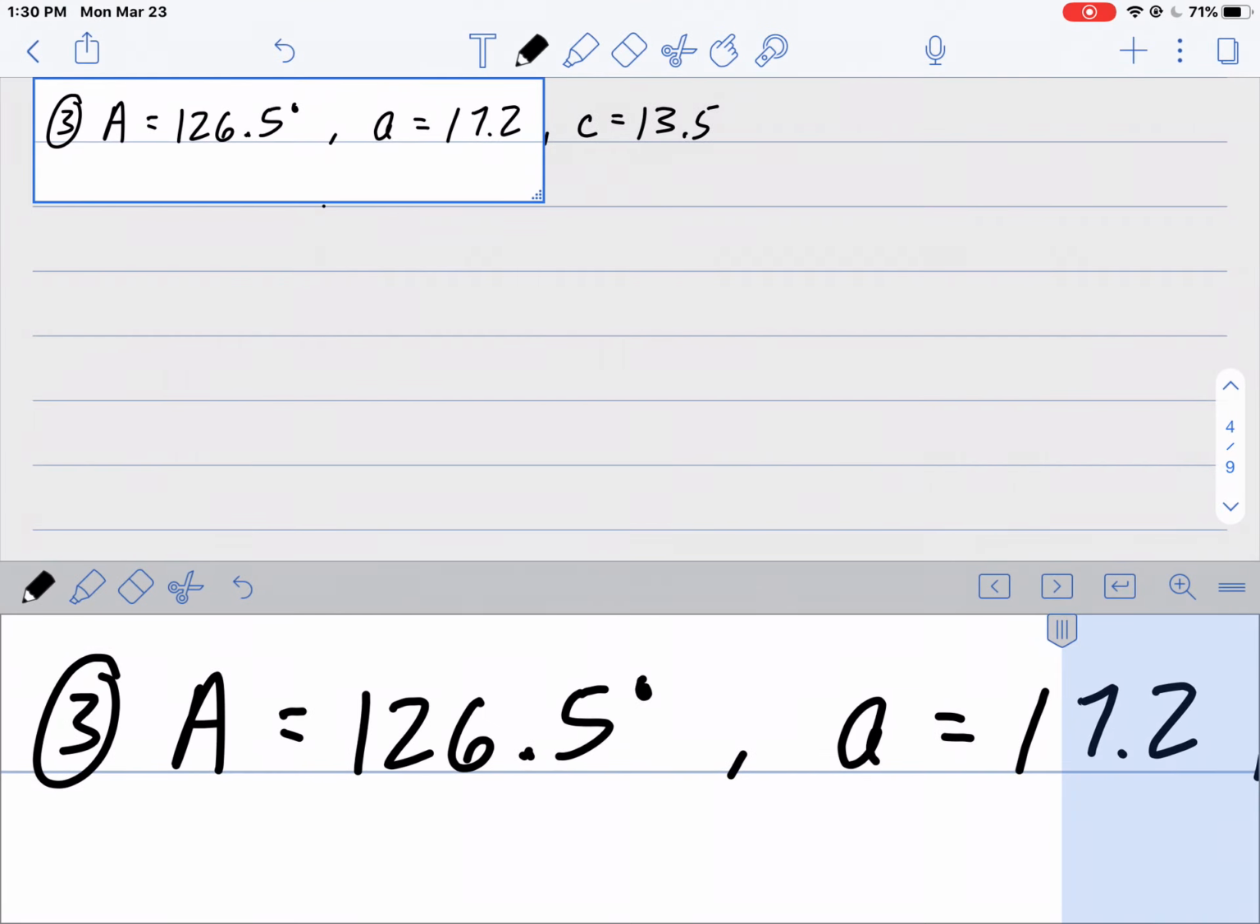All right, so number 3. So we kind of had the first two cases. The first one where there was no triangle. The second one where there were two triangles. What about a case where there's only one triangle? How do I recognize that?